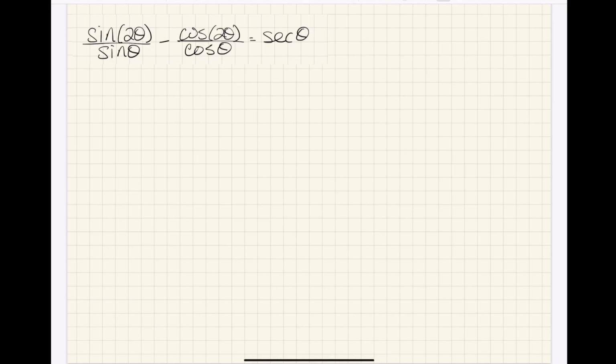So we're going to indicate that we're starting our proof. We're starting it on the left-hand side. We're not going to do any math initially, just copy it down. So the sine of 2 theta over the sine of theta minus the cosine of 2 theta over the cosine of theta.